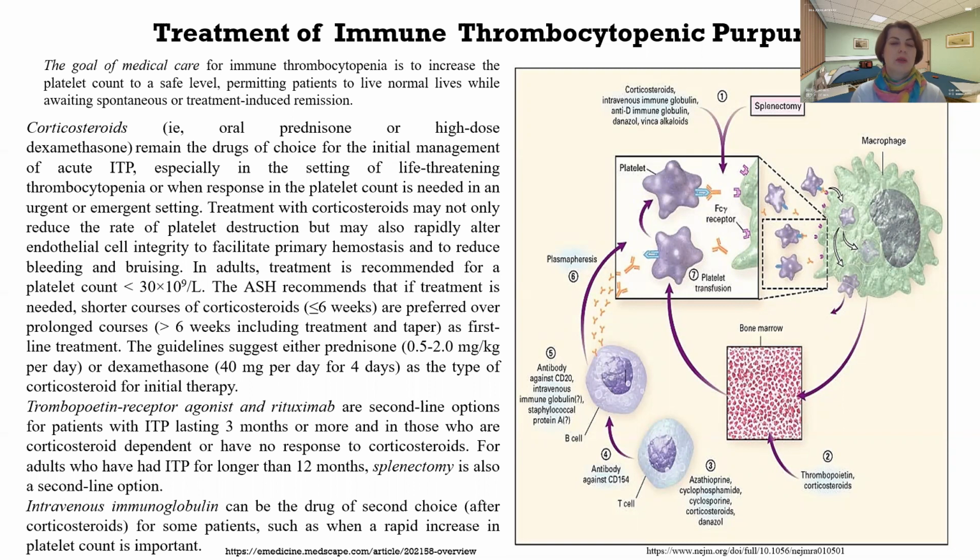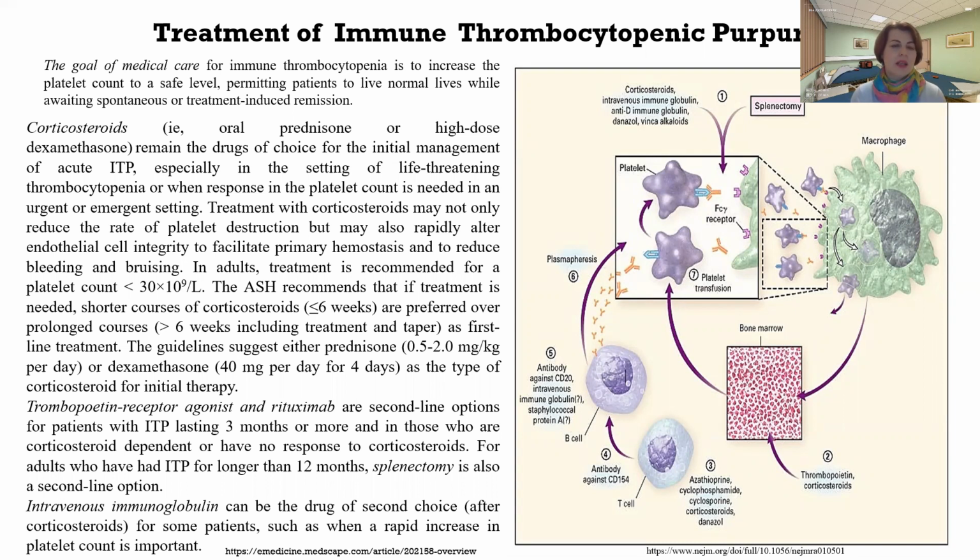In adults, treatment is recommended for a platelet count below 30. If treatment is needed, short corticosteroid courses, less than 6 weeks, are preferred over prolonged courses. The guidelines suggest either prednisolone or dexamethasone as the type of corticosteroid for initial therapy. In Eastern countries, dexamethasone is widely used, but in Western Europe, prednisone is rather used. So it depends on your country's guidelines.